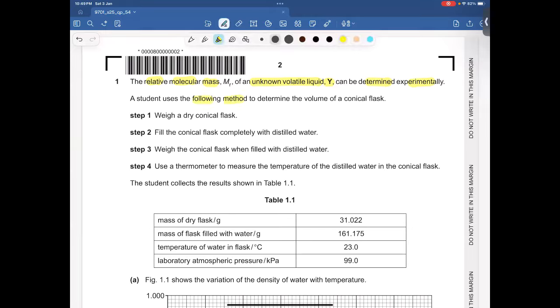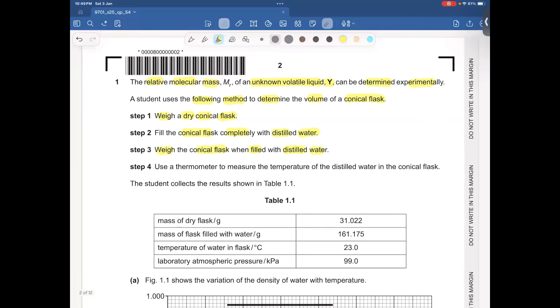The student uses the following method to determine the volume of a conical flask. Weigh a dry conical flask. That's step one. Let's move on to the next step. Fill the conical flask completely with distilled water. And now weigh the conical flask when filled with distilled water. So first weigh the dry conical flask, then weigh the conical flask and distilled water together. Use a thermometer to measure the temperature of the distilled water in the conical flask.